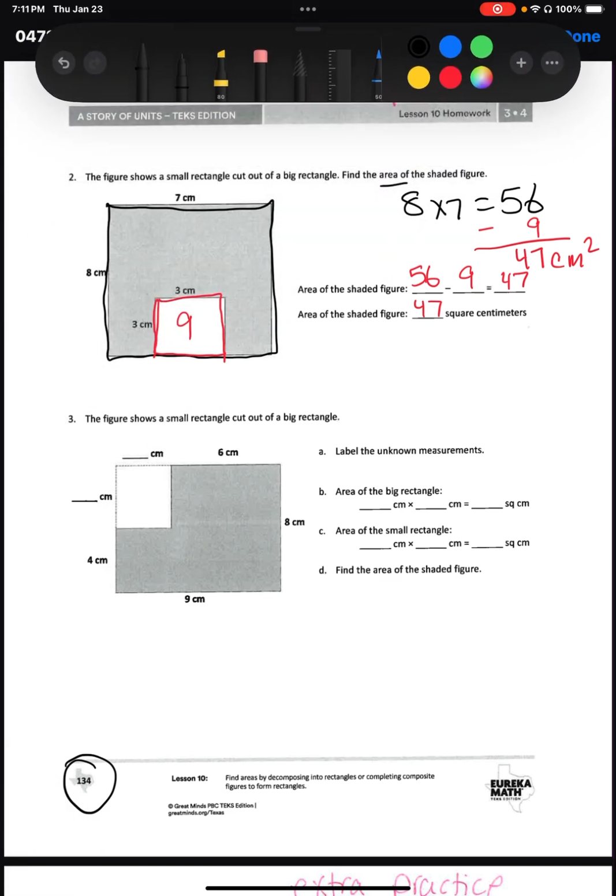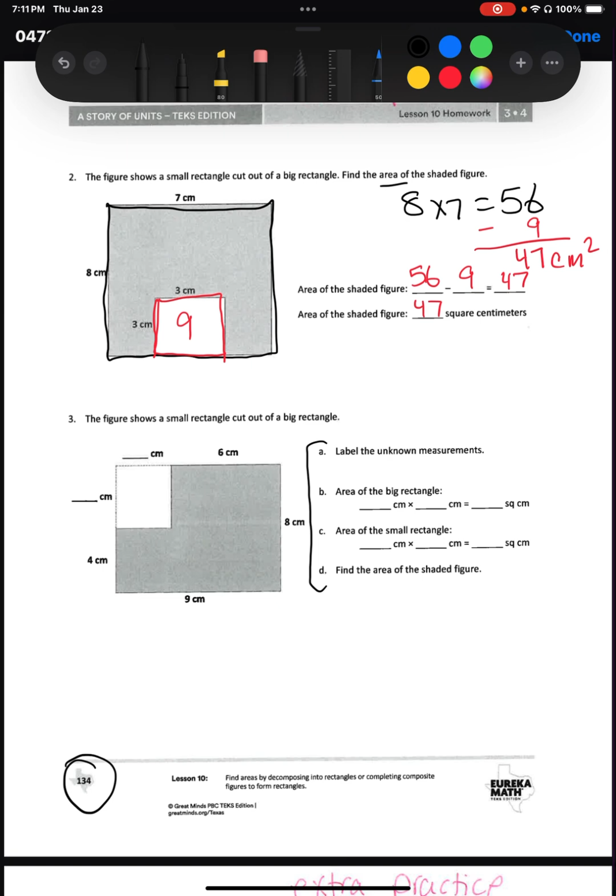Problem 3 says the figure shows a small rectangle cut out of a big rectangle. And then we have parts to this problem. We have part A, B, C, and D. These are not answer choices. These are all different parts of the problem that need to be answered.